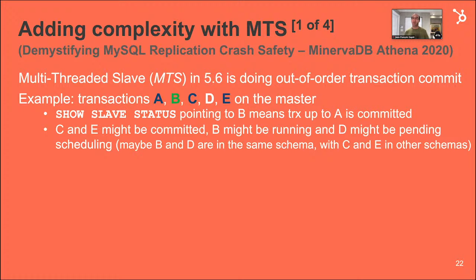It means A is executed on the slave. But C and D might also be already executed because of out-of-order commit. They could be in different schemas, which is how the multi-threaded slave works in 5.6. So C and E are being committed, B is being executed, and D is pending. So we have a hole in the state of the slave.